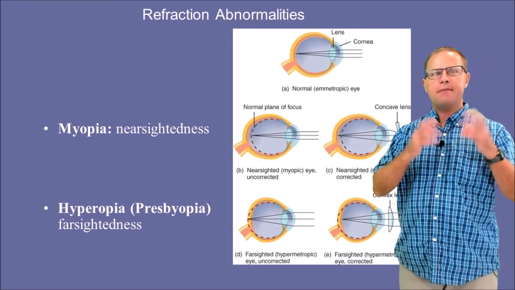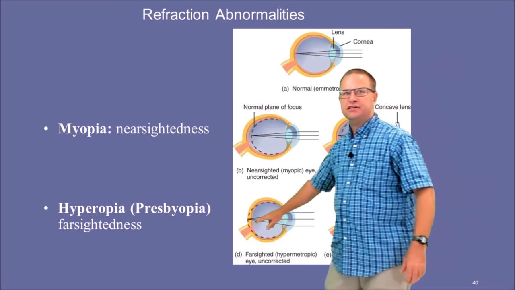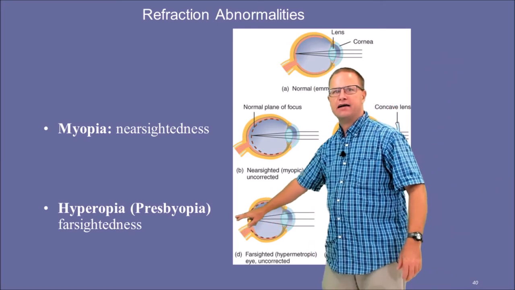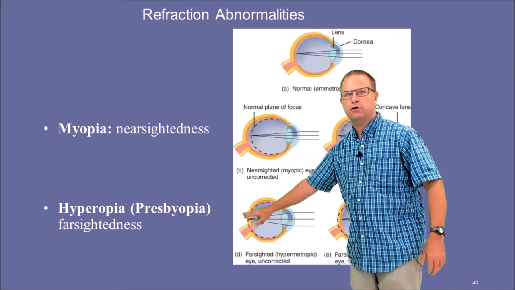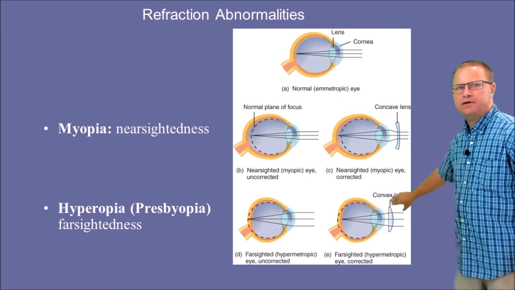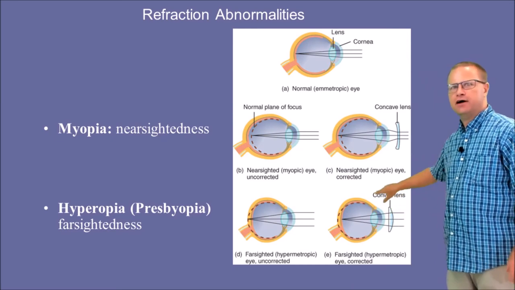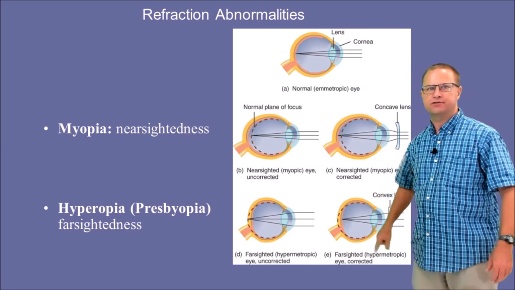Now, on the other hand, hyperopia is the opposite. We're actually focusing the light too late. You can see the focal point in here is actually in back of where the macula or the fovea would be. So remember, the macula or fovea is where our photoreceptors are located. So to correct for hyperopia, we actually go up here and we put a convex lens in front, and therefore we get the light to focus on the correct area where our photoreceptors are located.